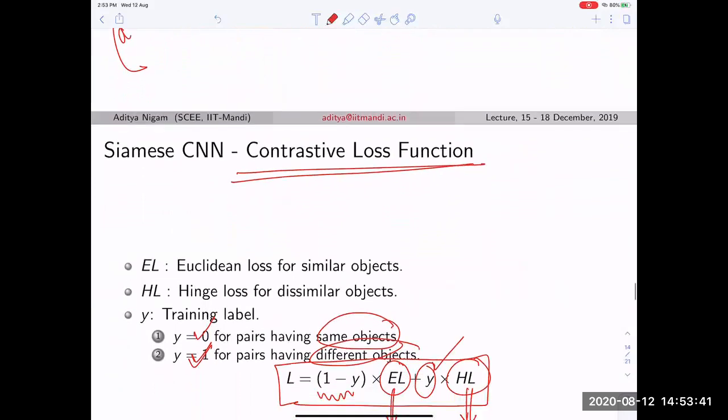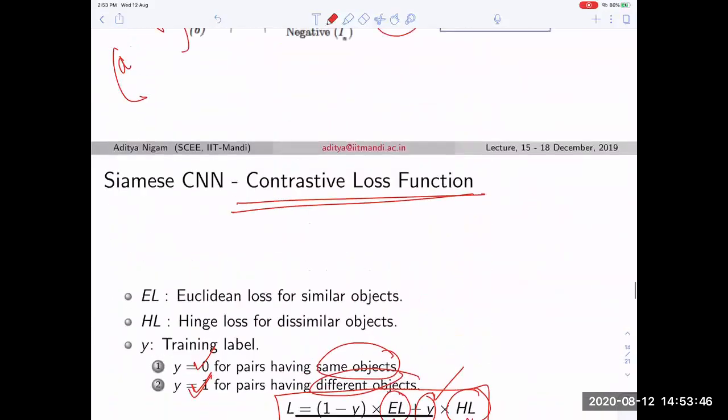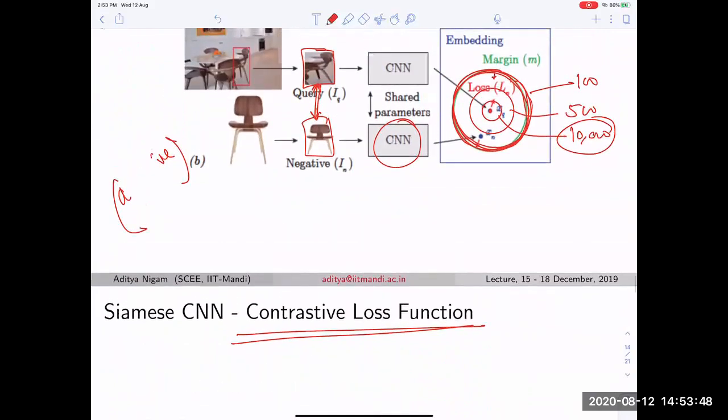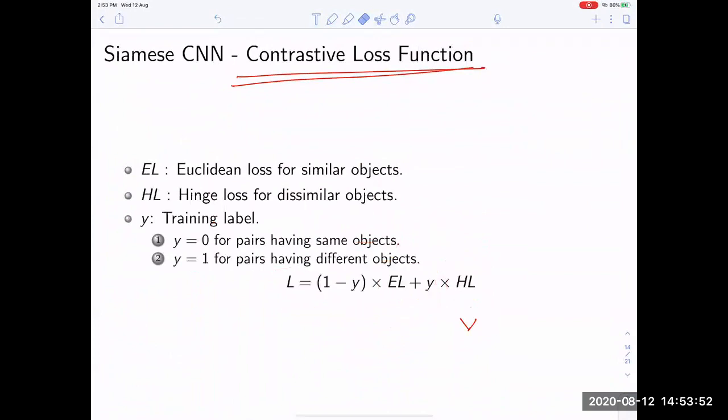Now, can you tell me what can be different problems using such a type of loss?